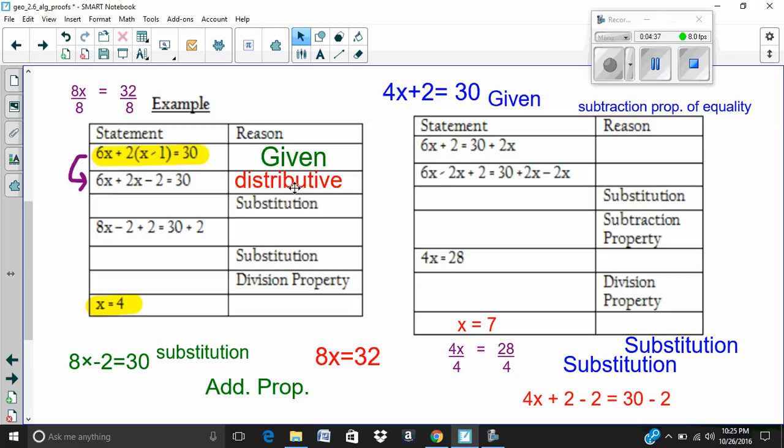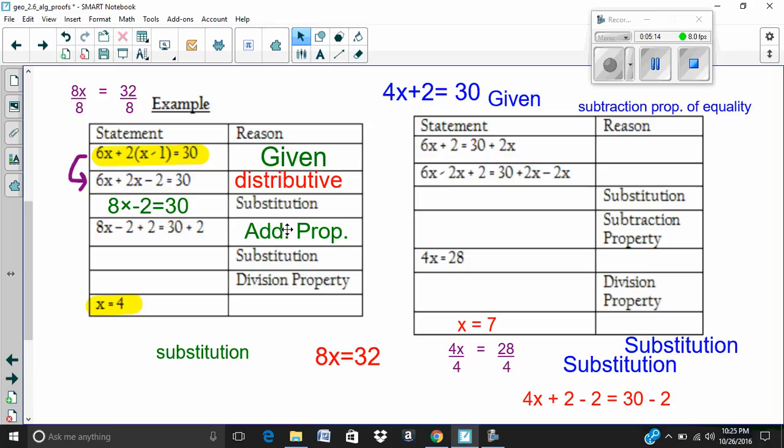So, in your mind now, you should be thinking, well, what would I do next? Well, we can see here that we've got some like terms, so we would probably add those together. Well, 6x plus 2x would give us 8x, and so that's going to be 8x minus 2 equals 30. Along with that, you notice that the next reason kind of popped up. It says the addition property. The addition property of equality states whatever you add to one side, you have to add to the other. And so that's what you see here. We're adding 2 to the left, we're adding to the right. So that's our addition property of equality.